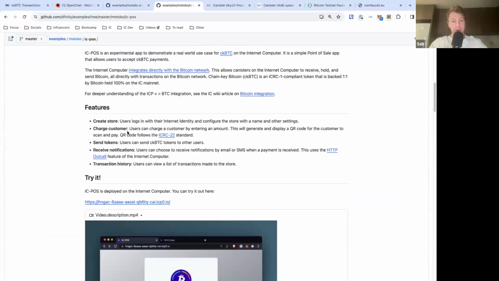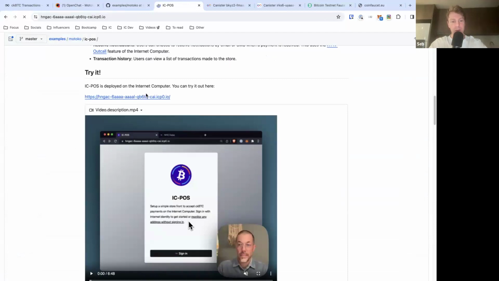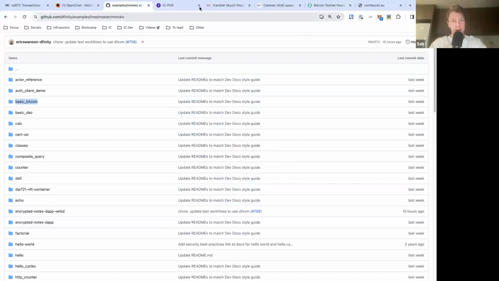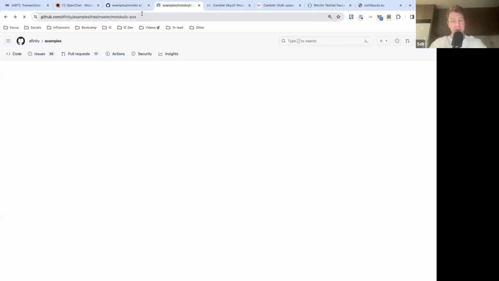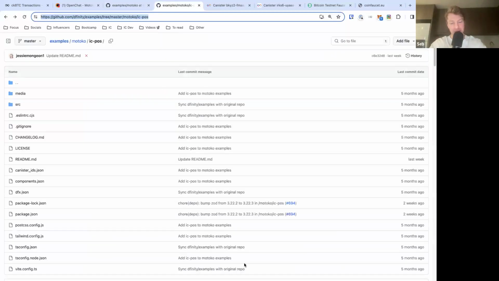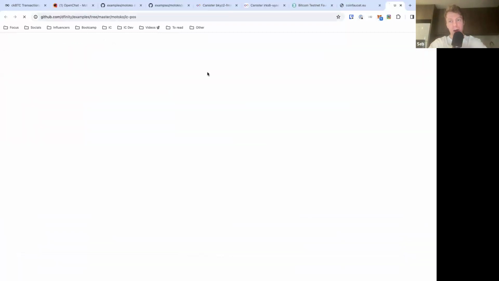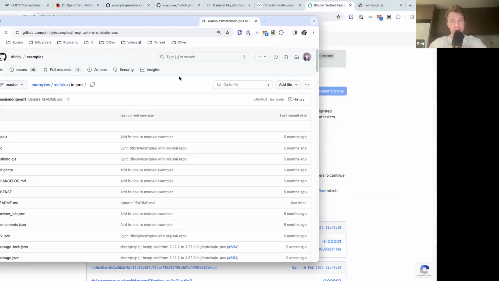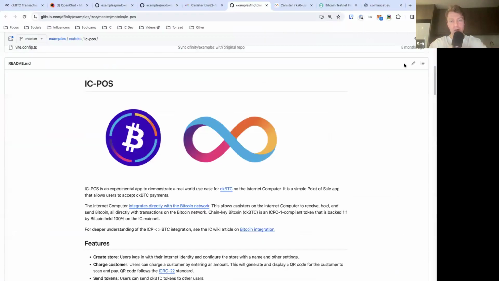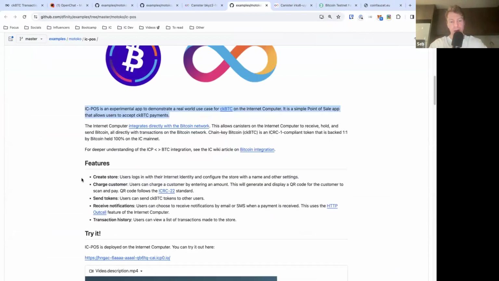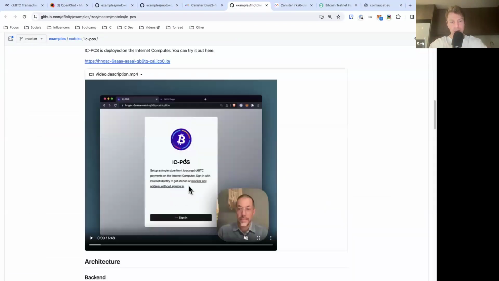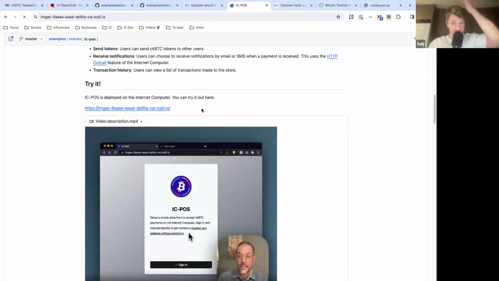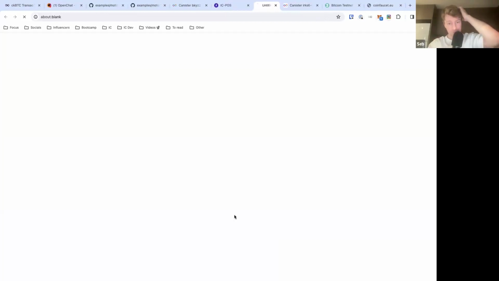Yes, okay, this one I was looking for. It's an example that is also quite interesting. This one is probably simpler than the one that we've seen, because we've seen ECDSA and Bitcoin integration, which is a low-level topic. This one is more high-level. It's a simple example of a sale application where users can pay using chain key Bitcoin. We can try that because I think there is an example deployed on the IC.